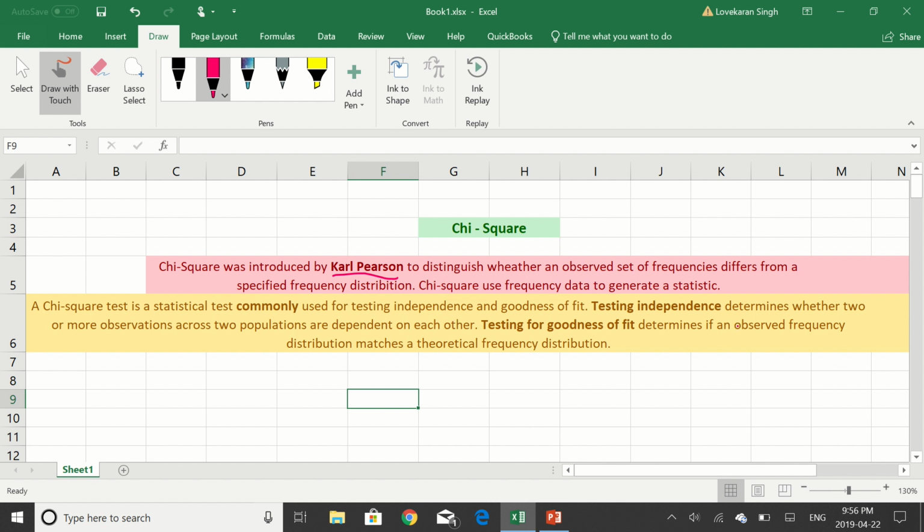Testing independence determines whether two or more observations across two populations are dependent on each other. In testing for goodness of fit, we determine if an observed frequency distribution matches a theoretical frequency distribution.